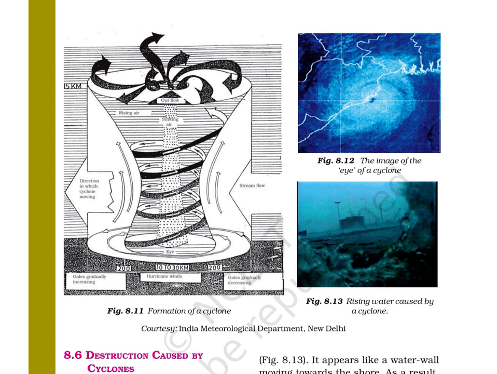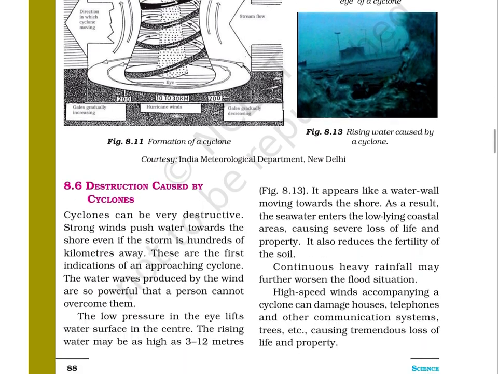On the right hand side of the cyclone, we can observe gales gradually decreasing. On the left, gales gradually increasing. We can also observe hurricane winds around the eye of the cyclone. We can also observe the outflow of air from the top of the cyclone. Figure 8.12. The image of the eye of a cyclone. Figure 8.13. Rising water caused by a cyclone. Courtesy India Meteorological Department, New Delhi.